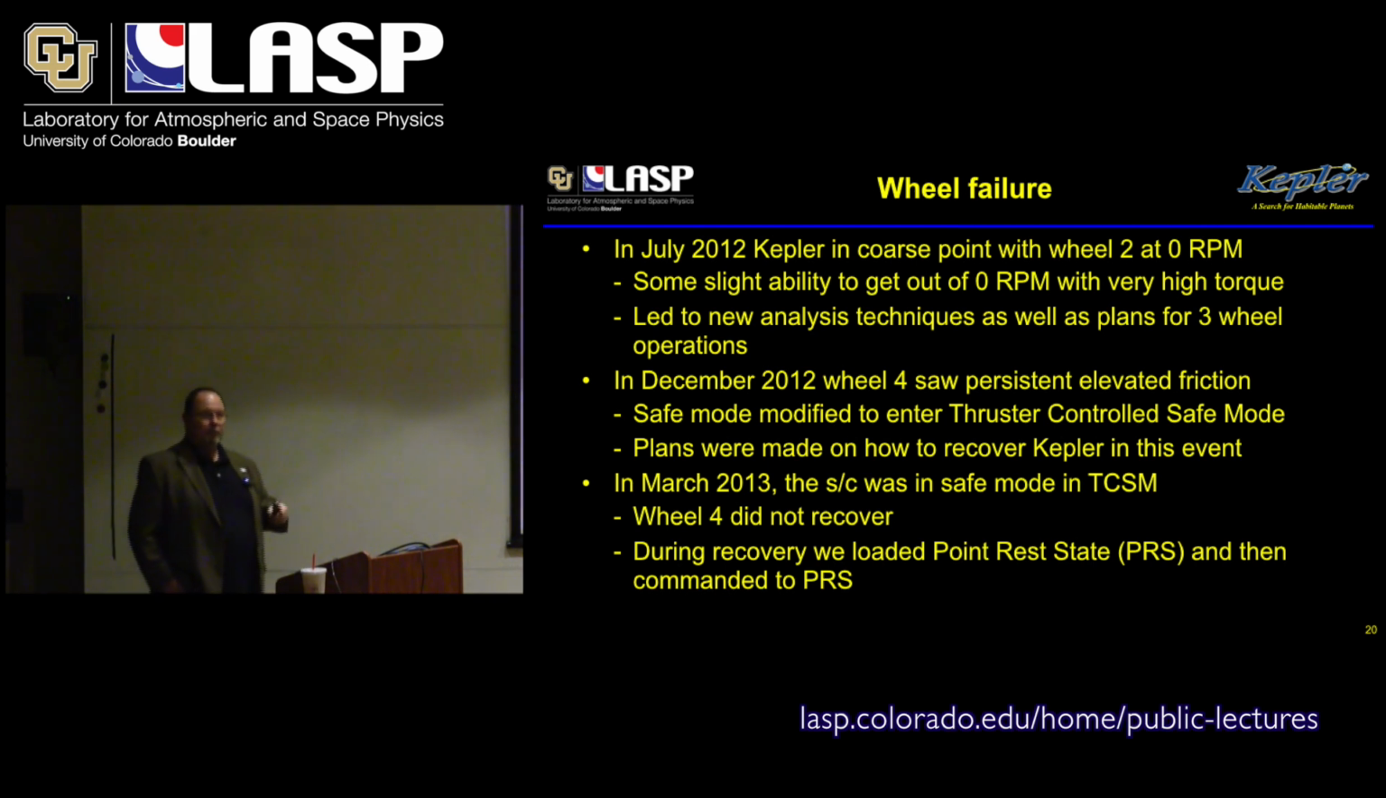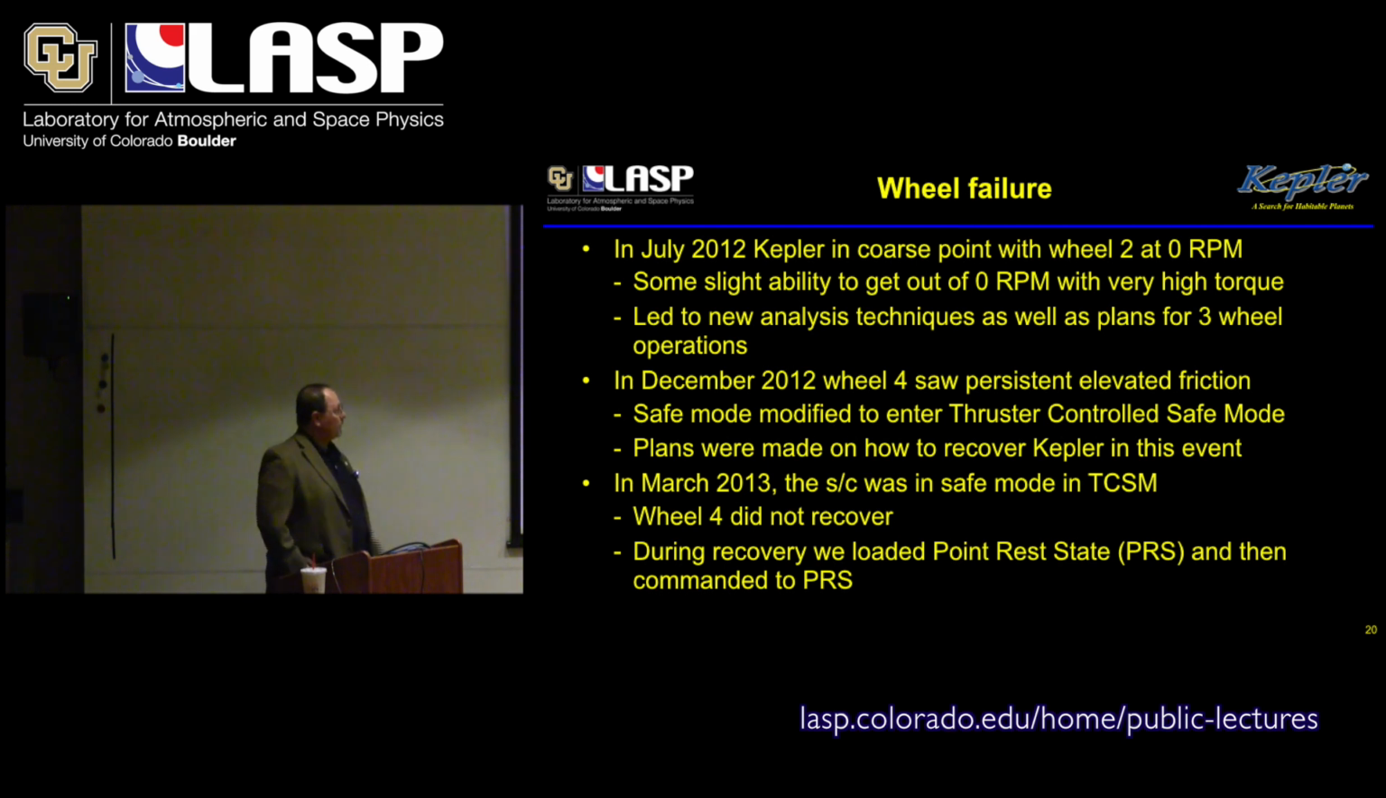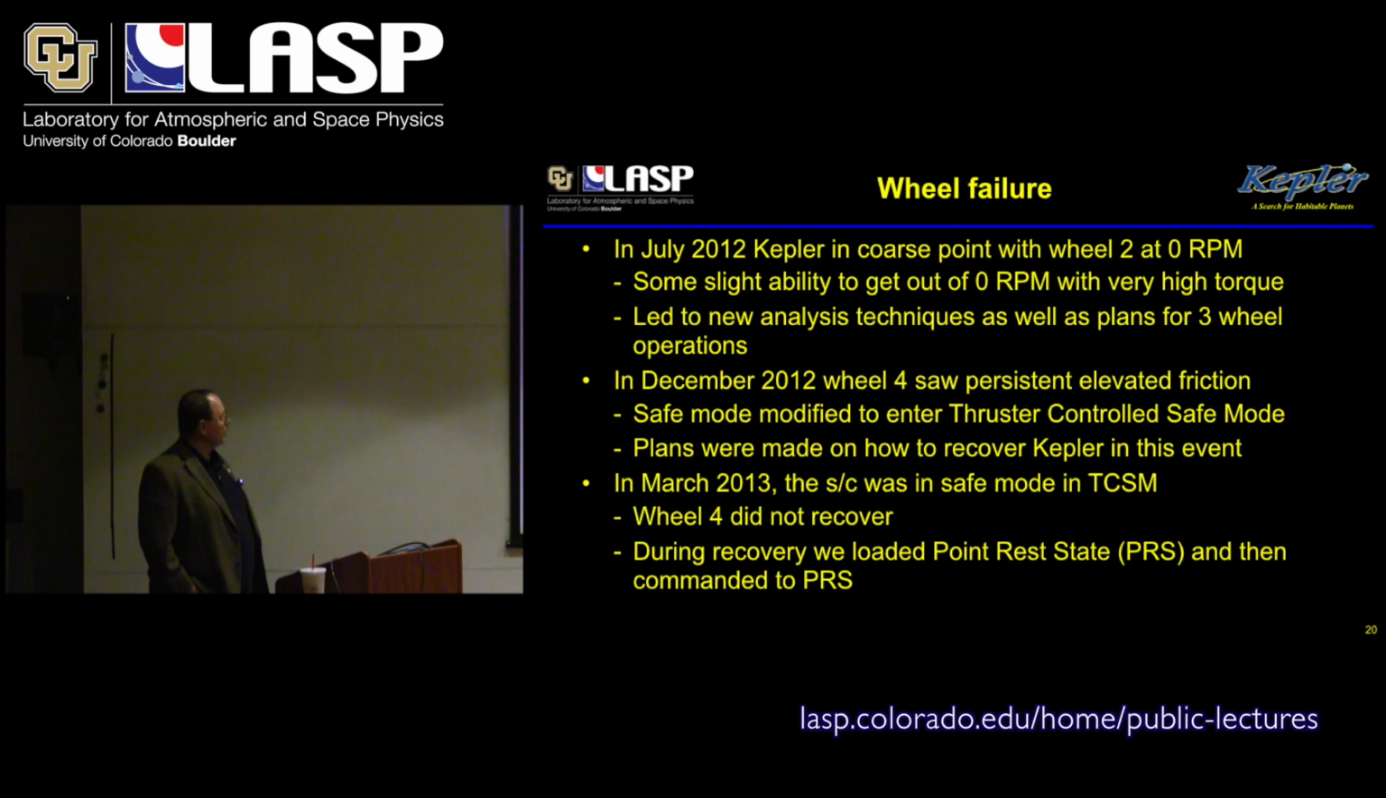So we resumed science operations on just 3 wheels, and then in December of that year, with our new analysis tools that our students helped develop, we started to see persistent elevated friction in reaction wheel 4. We modified safe mode for that thruster controlled safe mode, and we made plans on how we would recover Kepler if that wheel had problems. And sure enough, it did.